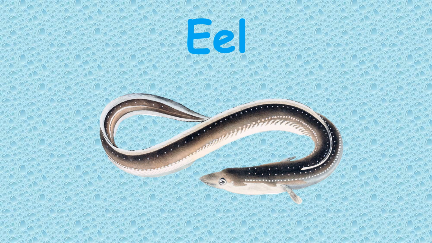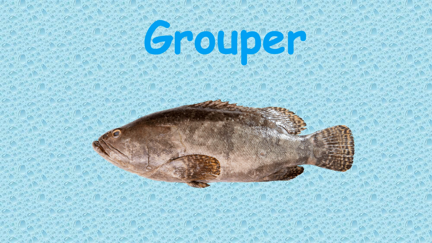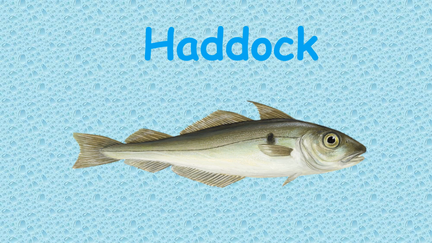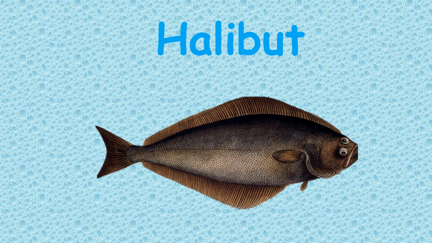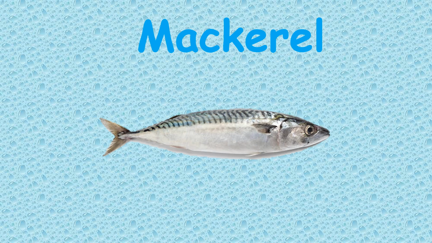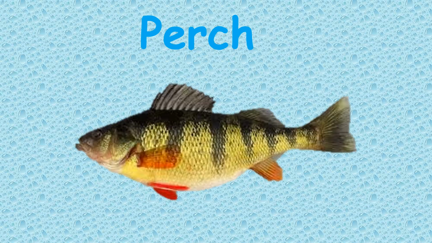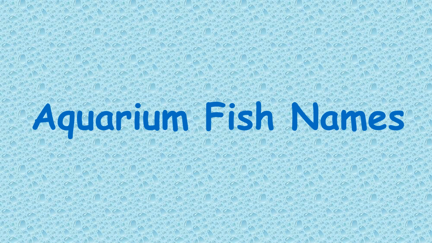Eel, flounder, grouper, haddock, halibut, herring, mackerel, mahi, perch. In this part, I'm going to talk about aquarium fish names.